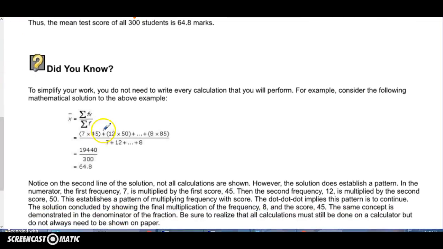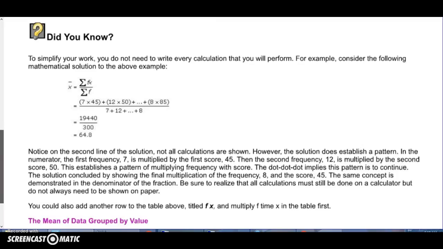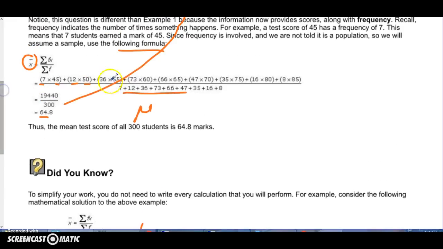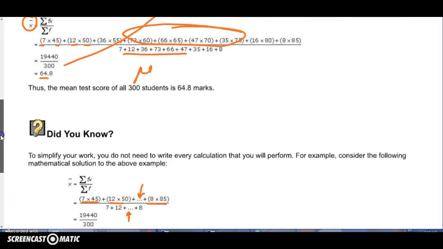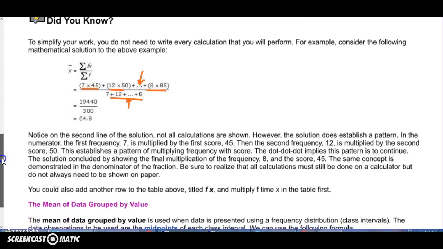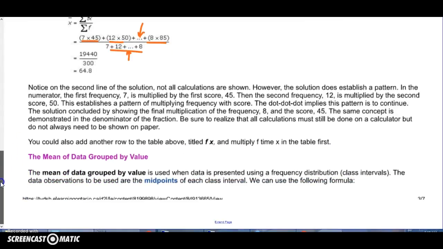Okay, just a note here, and mathematicians, some people might call us lazy. I say we're efficient, okay? And what we're doing here is this. These dot marks here and these dot marks here are completely acceptable. If I show you that I go 7 times 45, 12 times 50, dot, dot, dot, 8 times 85, I know that what's missing is all this junk in the middle here, okay? You're going to kind of assume that I know where you're going with this. And same with this. You don't need to write everything out, and that's what it's saying here. And this is completely acceptable, okay?